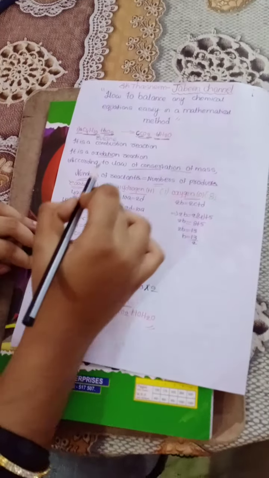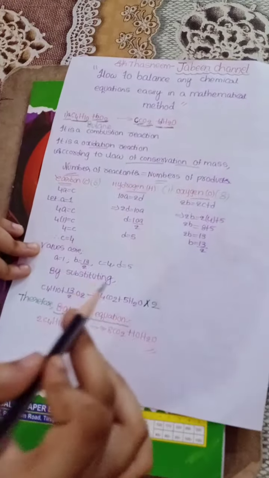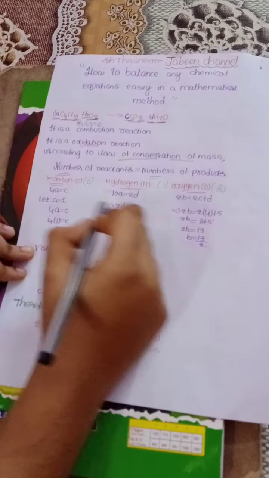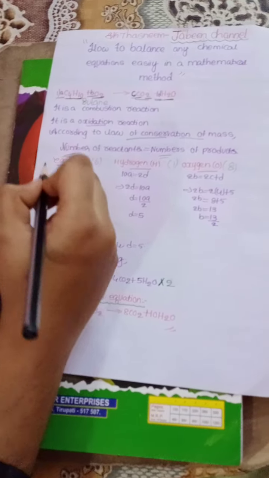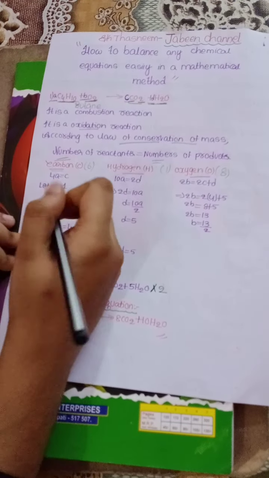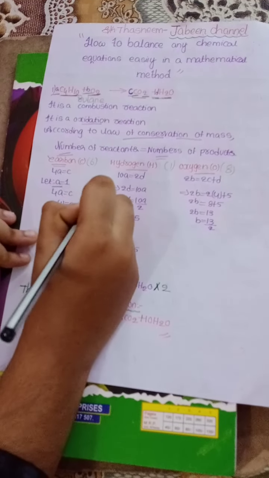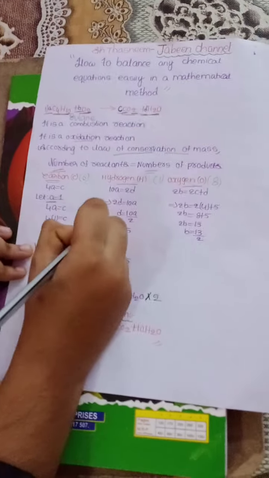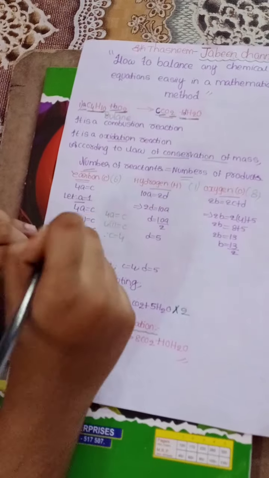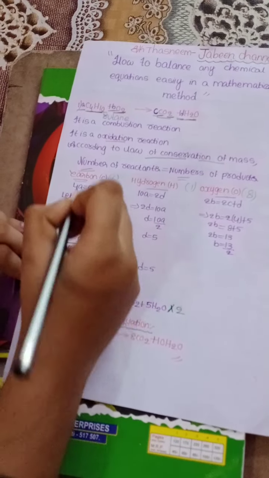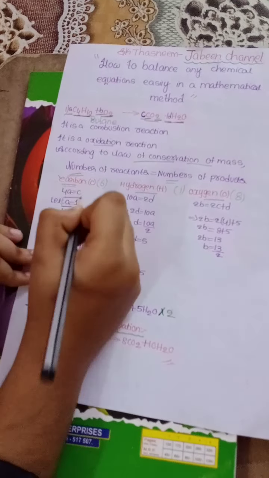So we derived three equations, that is carbon, hydrogen and oxygen. The common variable in all these three is A. So we consider A as 1. By substituting the value of A, that is 1, in the carbon equation, we get C equals 4. So we now have two values, A and C.